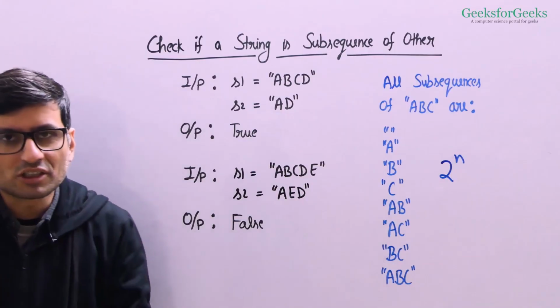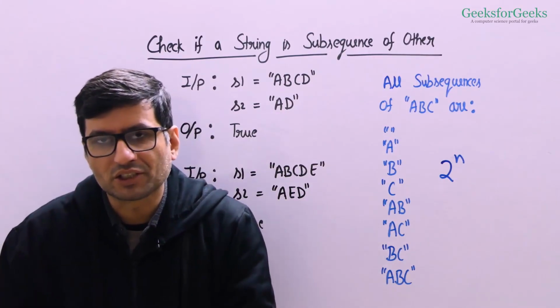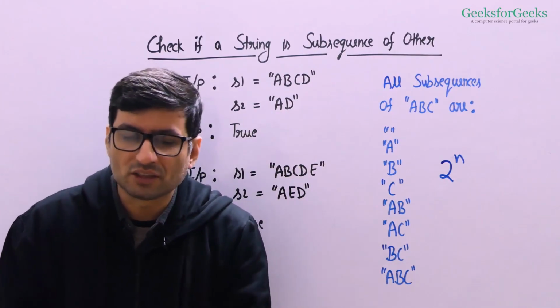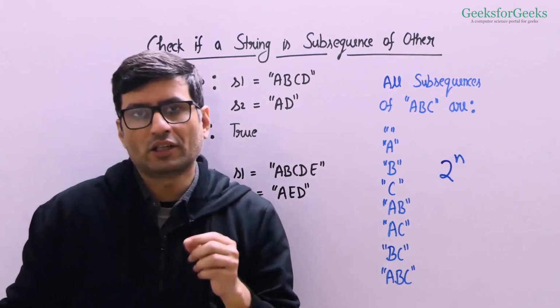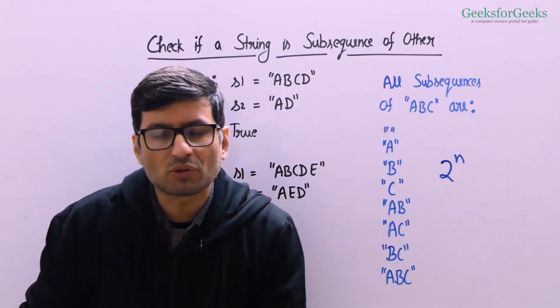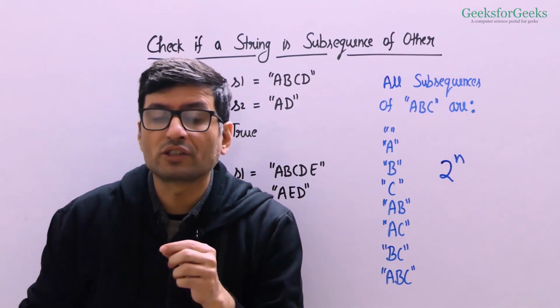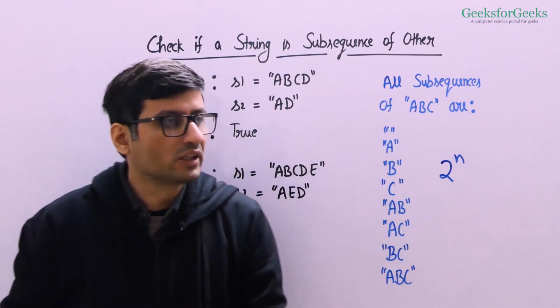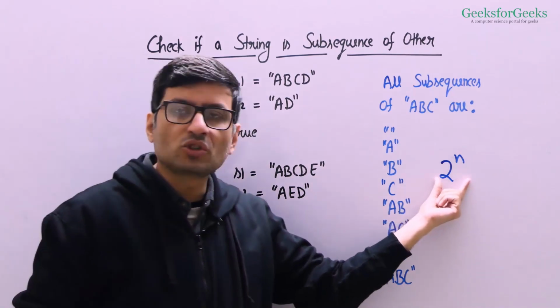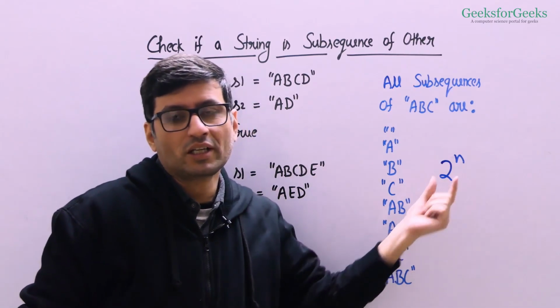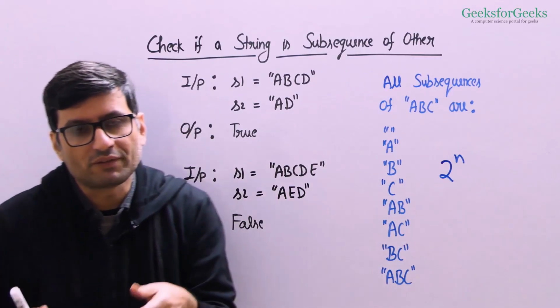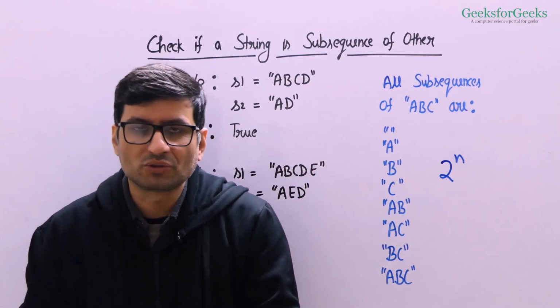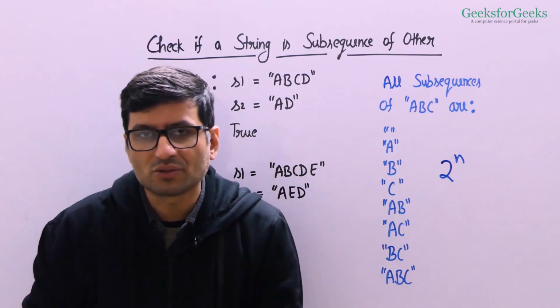So now please pause this video and try to write down a function that takes two strings as input, s1 and s2, and returns true if s2 is a subsequence of s1. A naive solution to solve this problem is to generate all subsequences of string s1. There are going to be 2 raised to the power n subsequences, and then for every subsequence compare it with s2 and see if any subsequence matches. As soon as you find a subsequence matching with s2, you return true.